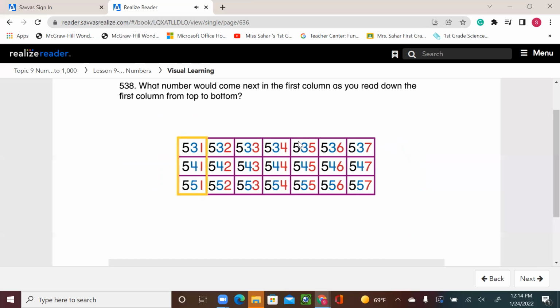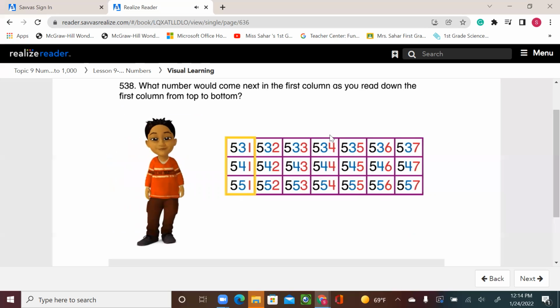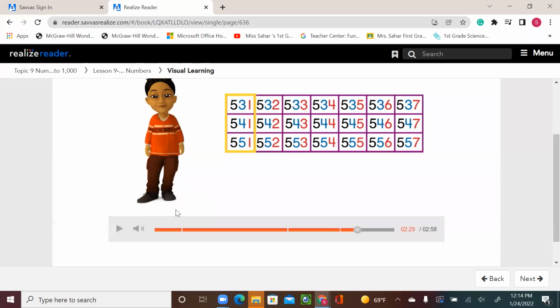What number would come next in the first column as you read down the first column from top to bottom? Okay, from top to bottom: 531, 541, 551. Remember, I'm increasing by 10, so it's going to be 500, and the tens will go up 1, so 561.